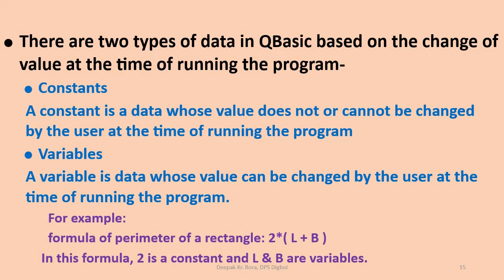Let me explain to you the meaning of constants and variables with the help of a formula that we use in maths, that is the perimeter of a rectangle. All of you know the perimeter of a rectangle formula is 2 into (L plus B). Here, in this formula, 2 is a constant and L and B are variables. Why? Because the 2 will not change for any particular problem that is given to you, but the values of L and B will change according to the problem given to you.